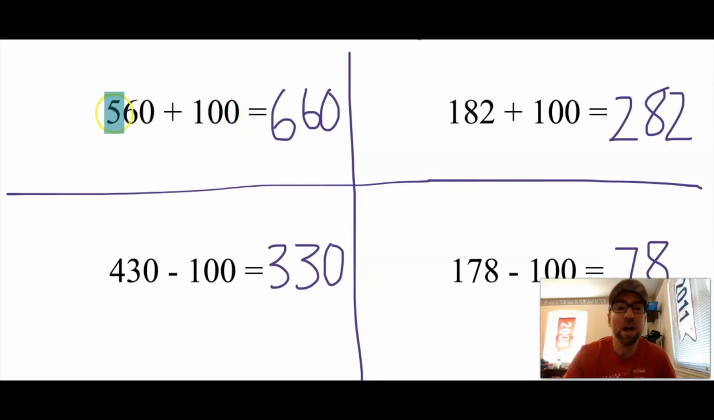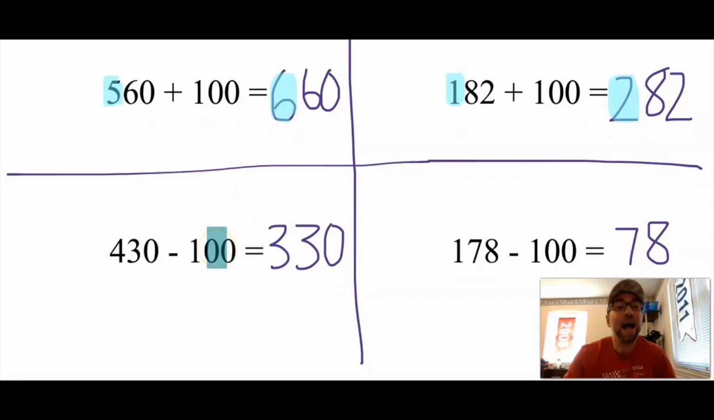560 plus 100. Well, if I'm in the 500s, I'm going to move to the 600s. So 560 plus 100, 660. 182 plus 100 is 282. Now we're doing subtraction. 430 minus 100 is 330. And the last one was the toughest one because I like to challenge you.